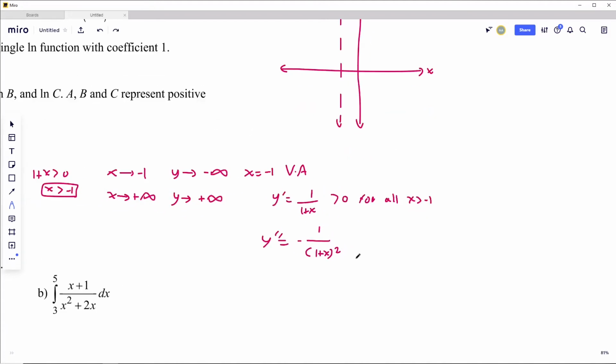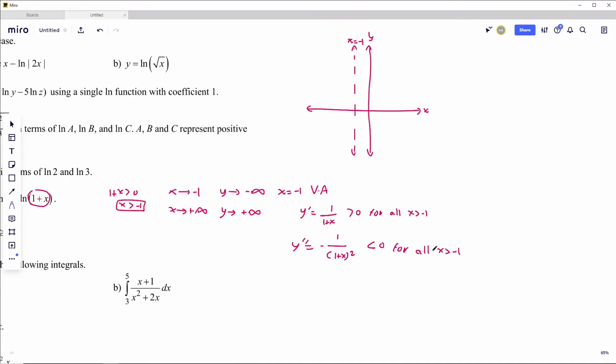So we're going to do that step by step. Double prime here, this is always positive, but there's a minus, so it's always going to be negative no matter what value you give it. But because we're restricted, we can say for all the domain we have, which is greater than minus 1. We've done those. Now we can do the table.